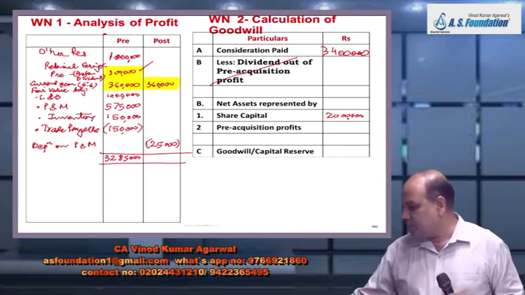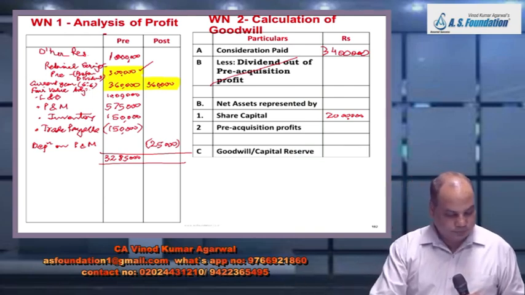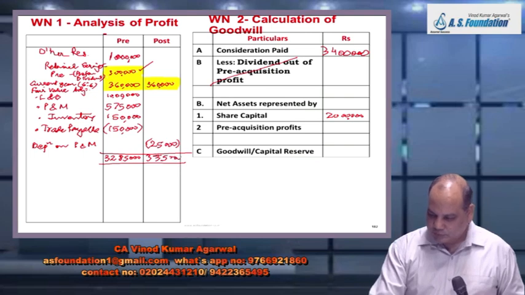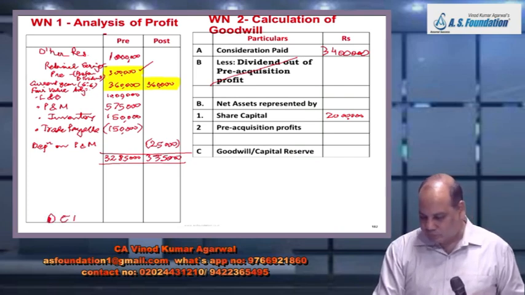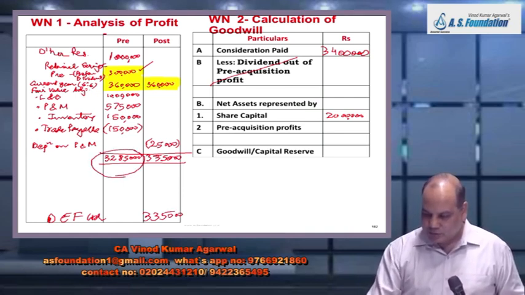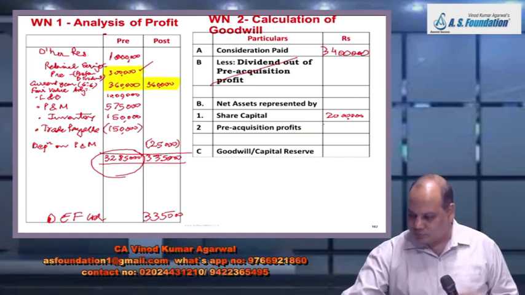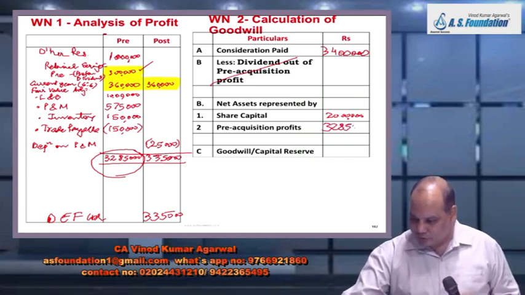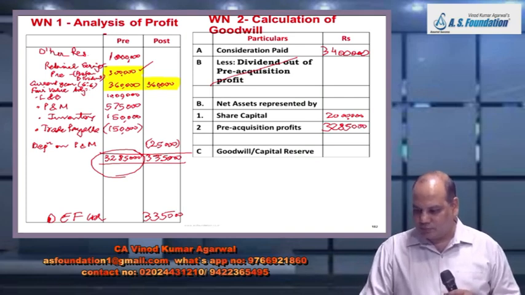Say yes. And the second column? 3 lakh 35,000. Then you write down DEF Limited 100%, 3 lakh 35,000. And this figure, 32 lakh 85,000, you write in pre-acquisition profit.